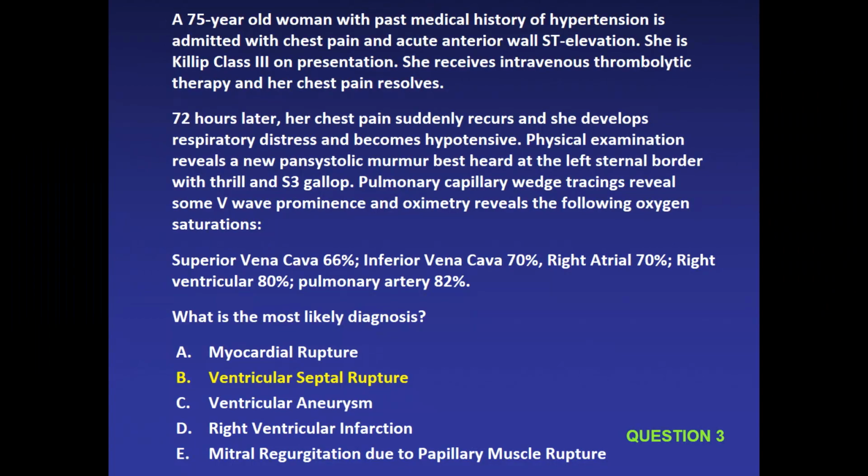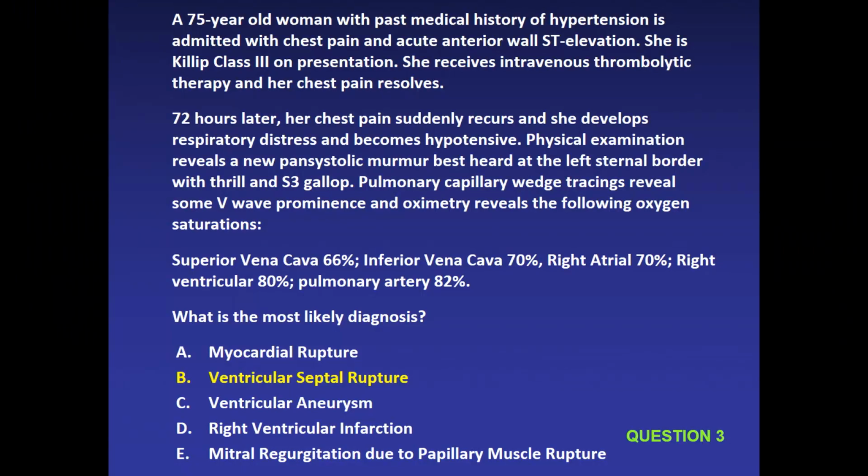So the answer here is B, ventricular septal rupture. This is a patient with an acute anterior ST segment elevation myocardial infarction who's reperfused, but within 3 days develops sudden recurrence of chest pain and abrupt respiratory distress. This is the typical presentation of an acute myocardial infarction complication. The timing is appropriate, and the exam suggests a new murmur with a thrill and a gallop.